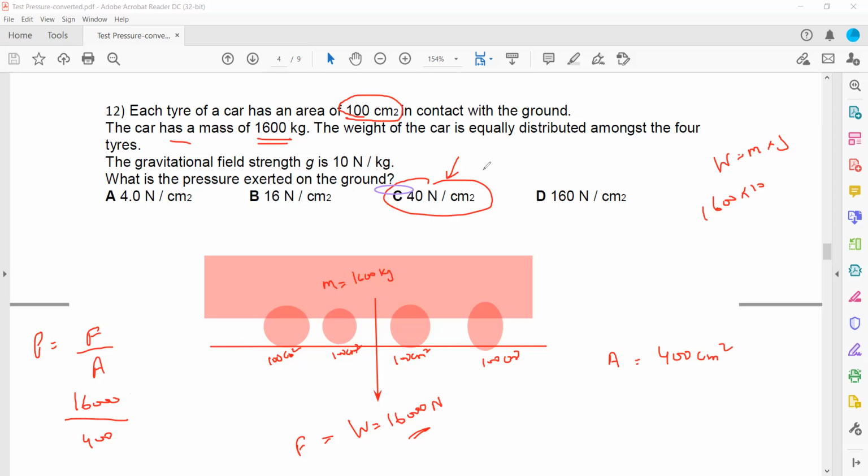Is it clear? Why we did not substitute the mass? Because mass is not the force, the weight is the force which is acting downward. And we have to take the total area, because that's the total force divided by total area. So we can calculate the pressure exerted by this car on the surface.